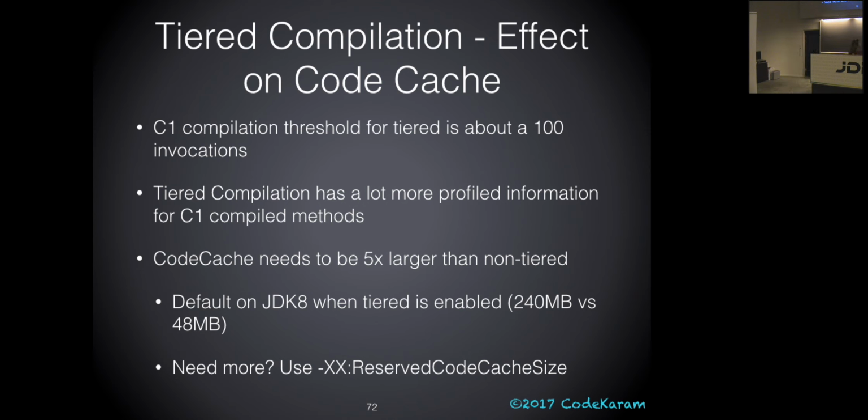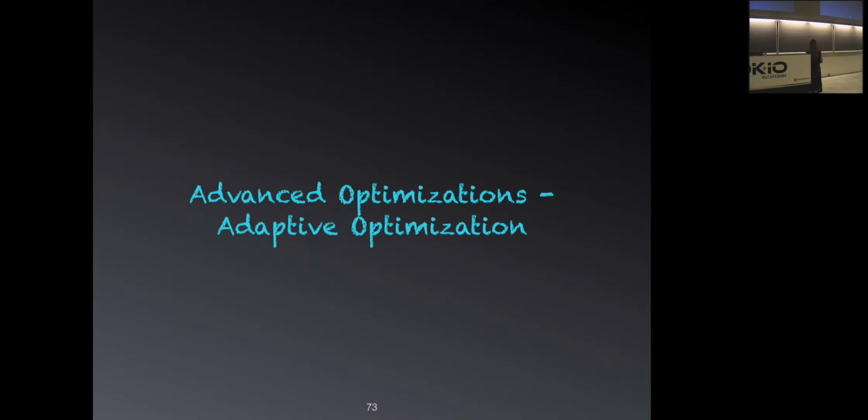And actually, we noticed that on JDK 8, we had to increase it 5x to 240 MB, versus prior to JDK 8 when the code cache was only 48 megabytes. If you need more, you can use the option called reserved code cache size.